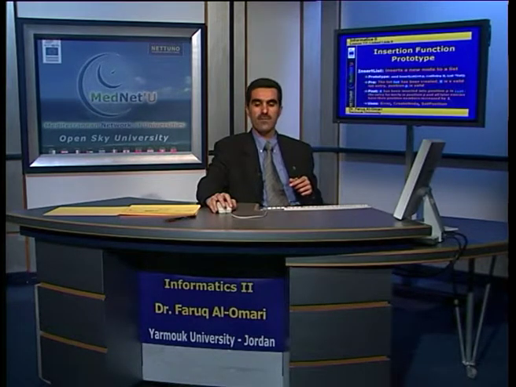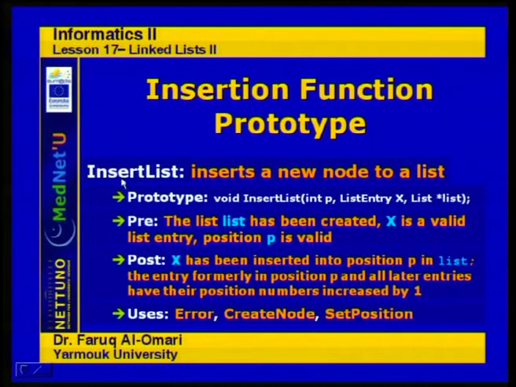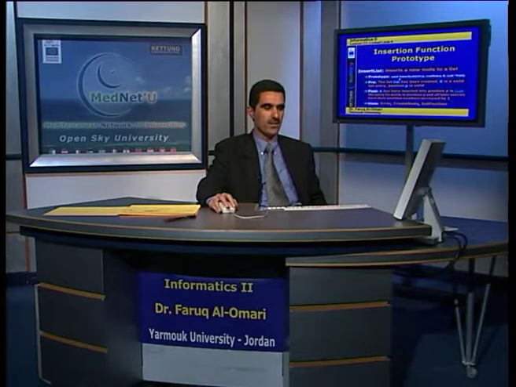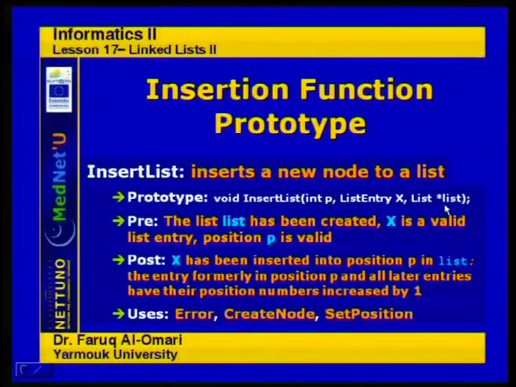Okay, let's now develop the function which performs the insertion operation. Here's the prototype for the function. It's called insert list, which inserts a new node to a list. That's what it says. The prototype for the function, it's going to return a value of type void, nothing to return basically. All I care about is just create a new node and insert it to the list at the specified location. So basically it takes 3 parameters.